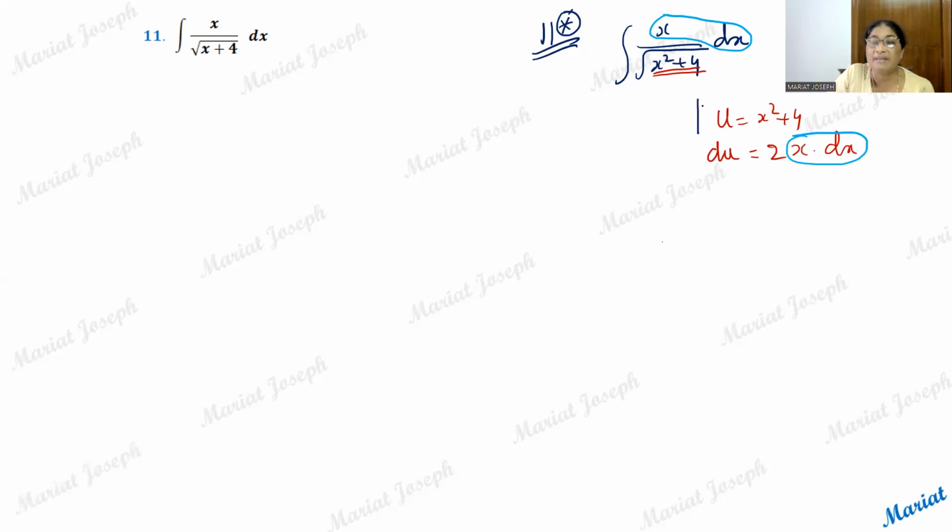How will that step be? Tell the answer of 11 star, Khushi. Not the answer, the next step of integration. How will you rewrite this integration? du upon u, upon 2. Why upon 2, Khushi? Yes, ma'am, there is a 2, right? Yes, ma'am. And then 1 upon under root u. Yes, under root u. So, how will you integrate, Khushi?